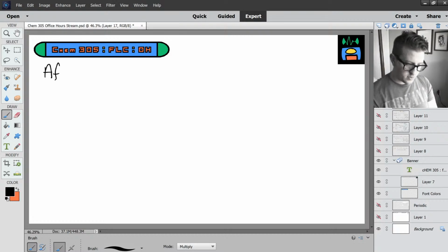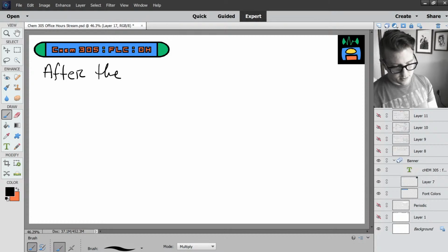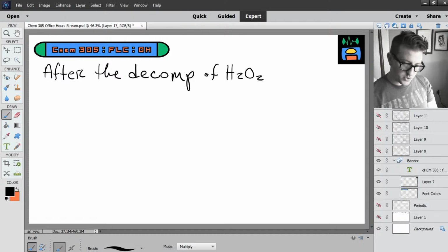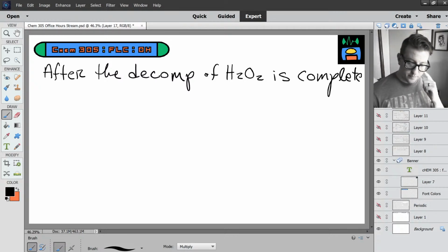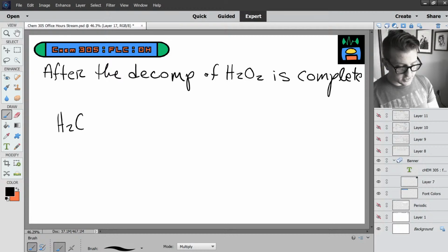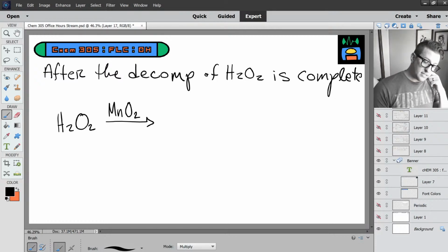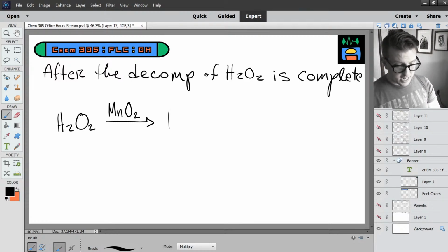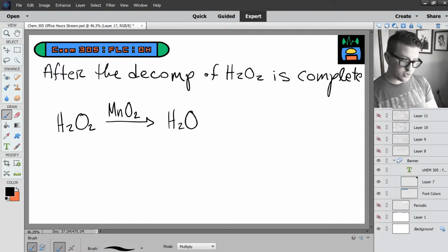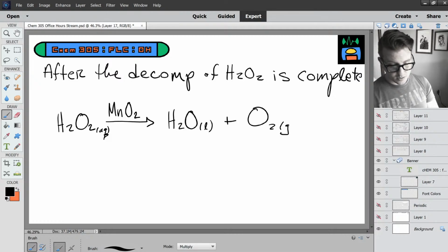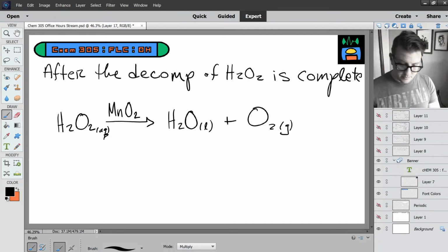So, after the decomposition of H2O2 is complete. All right. So we have a reaction here. We have hydrogen peroxide. This is being catalyzed by manganese 4 oxide. It accelerates the decomposition process of aqueous hydrogen peroxide into water and oxygen gas. This equation isn't quite balanced as written, but now it is.